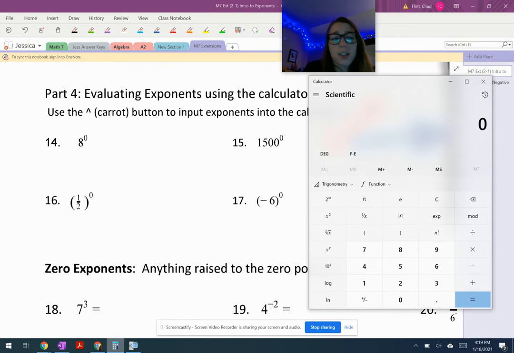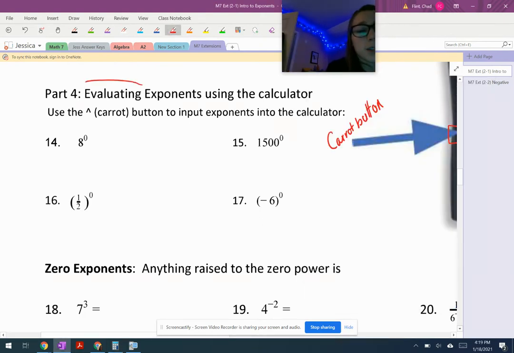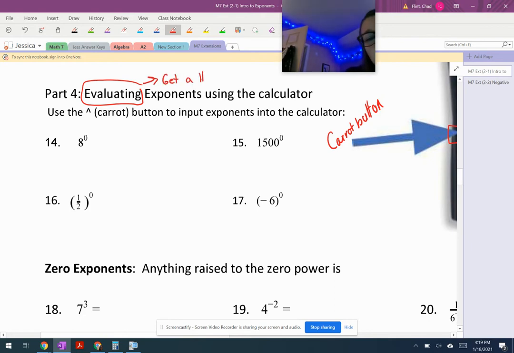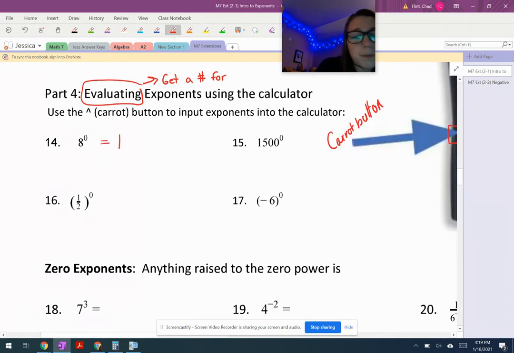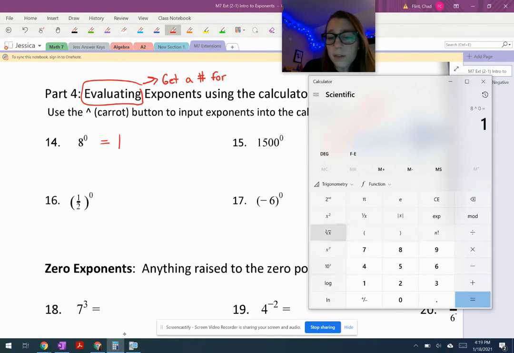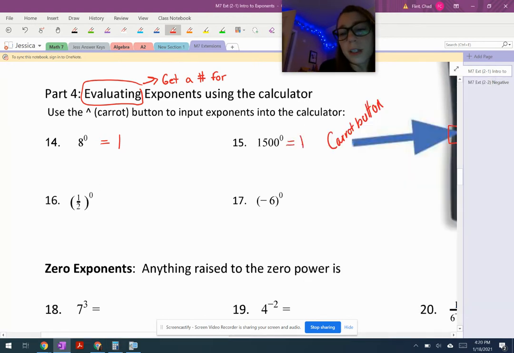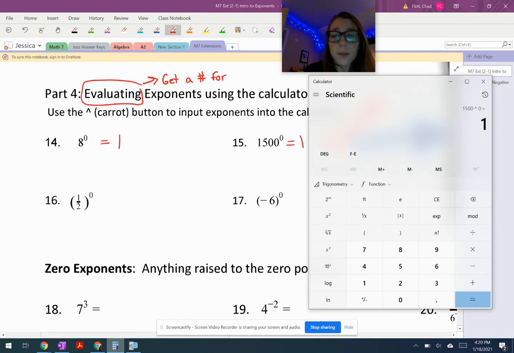Okay, so it just says to evaluate, and again, evaluate means to get one number for. So that's what we're going to do, and we're going to do that using the calculator. So it wants 8 to the 0 power, and you'll see that that gives me 1. Next it wants 1500 to the 0 power, and that also gives me 1. And again, you're using that caret button to work your way through this.